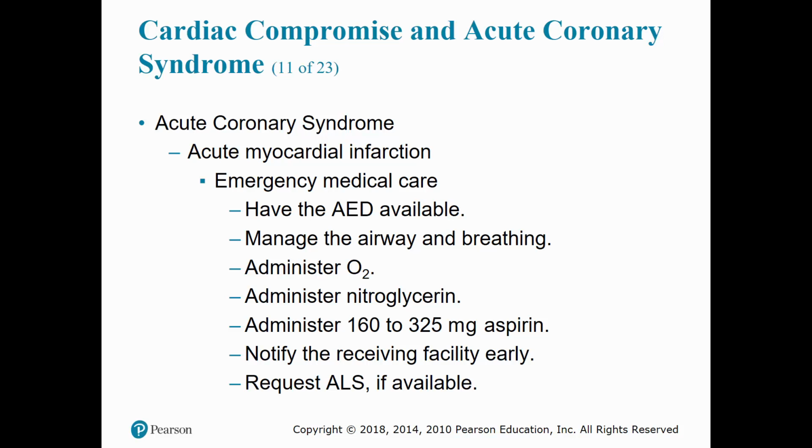Initiate oxygen therapy via nasal cannula and titrate to maintain an O2 sat of 94 or greater. Try to keep the patient in a position of comfort. If they have nitroglycerin, you can administer 1 tablet every 3 to 5 minutes, up to a total of 3. Be sure the systolic pressure is above 90 and remains above 90 following each nitroglycerin administration. If protocol allows, which in the state of Alabama it does, administer 160 to 325 milligrams of aspirin.